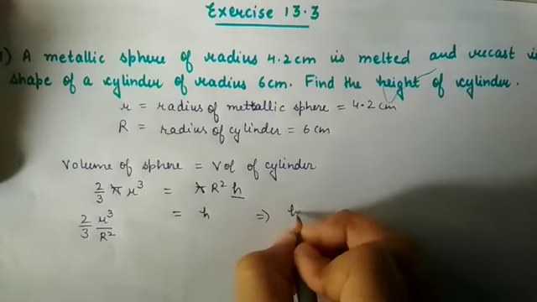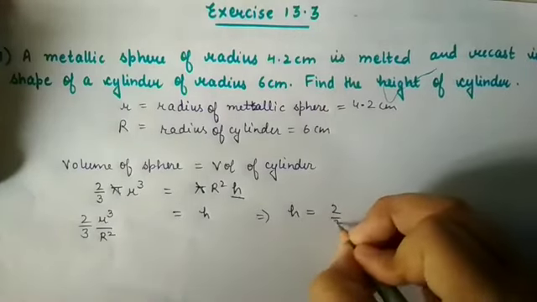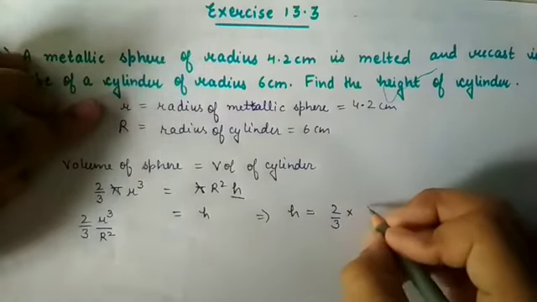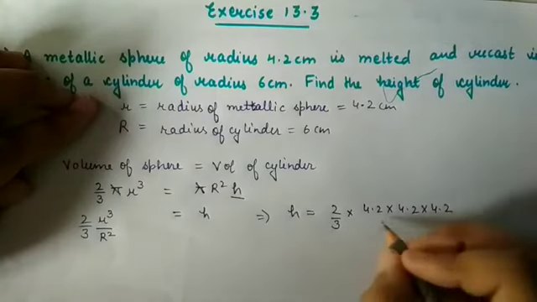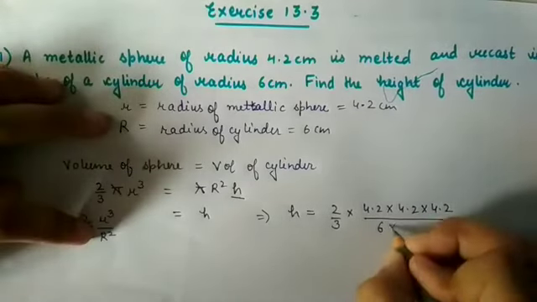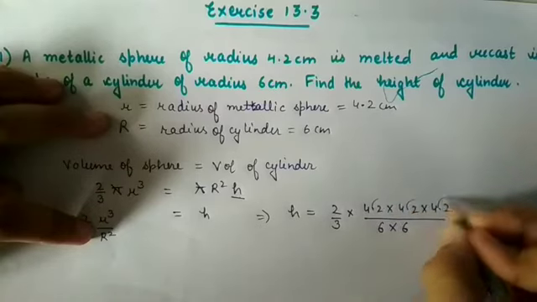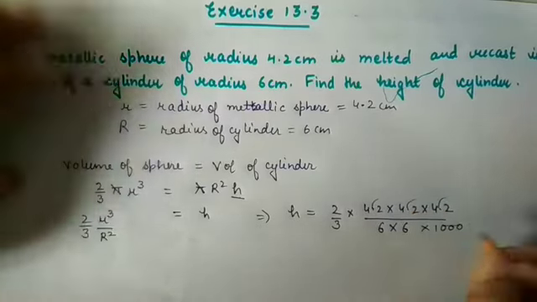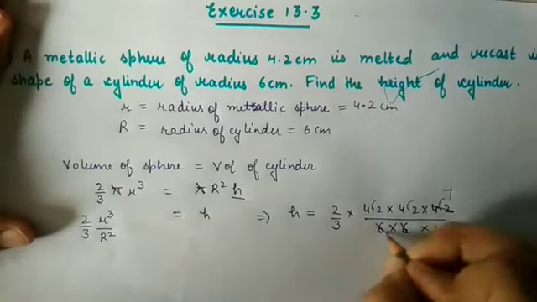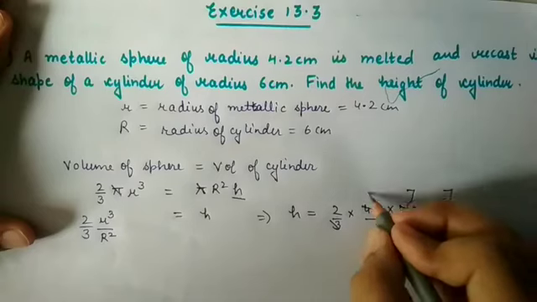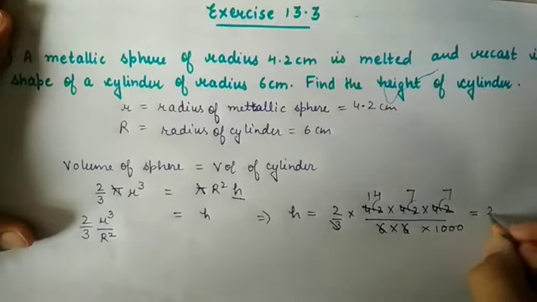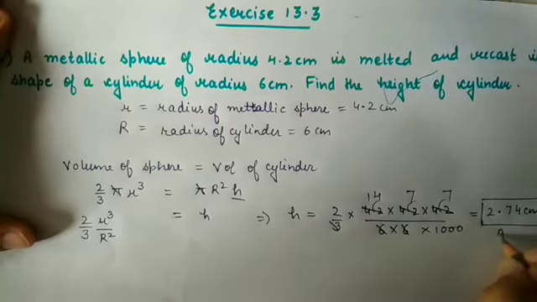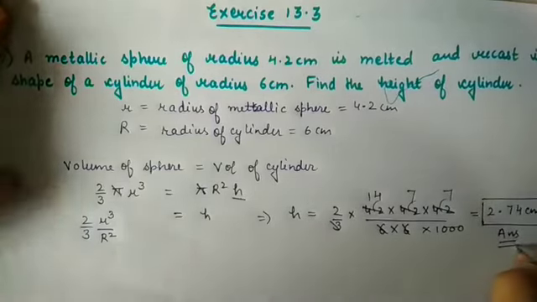So this implies h is equal to 2/3 into, what is small r? Small r is 4.2. So 4.2 into 4.2 into 4.2 upon capital R is 6, 6 into 6. So you can remove the decimal, and in denominator you will get 1000. Now you can cancel the terms. That's all. So now on solving you will get it equal to 2.74 centimeters. So therefore height of the cylinder is 2.74 centimeter, and this is your answer.